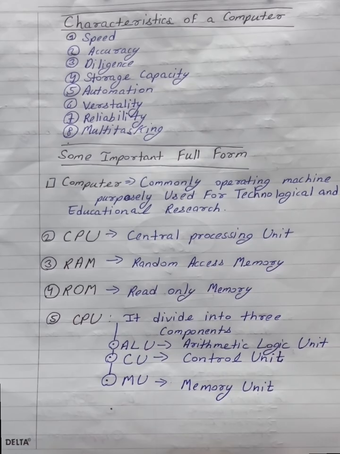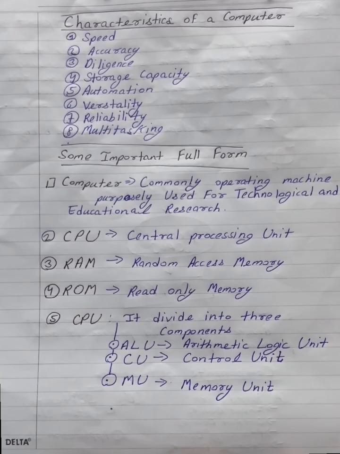Next is storage capacity. A computer can store a large amount of data and can retrieve it whenever required. For example, modern computers can store terabytes of data. Next is automation. Once the instructions are given, a computer can perform all the tasks automatically, which makes the work easier, such as a payroll system automatically calculates the employee salaries.